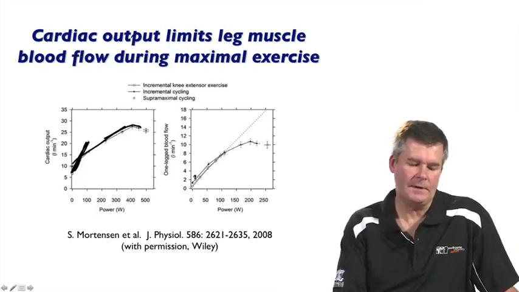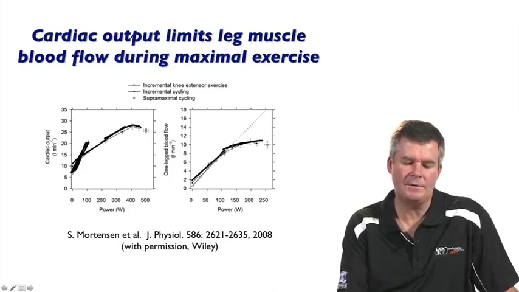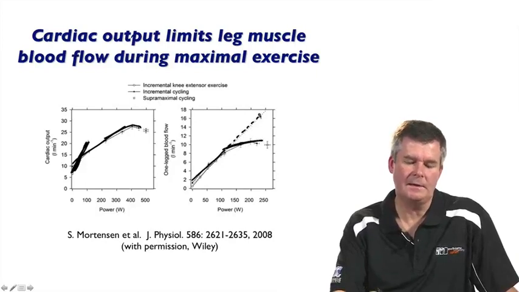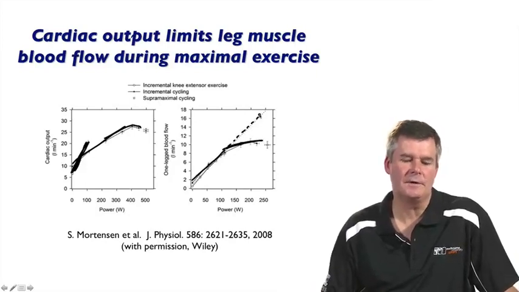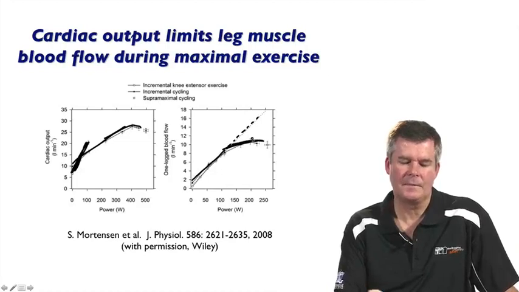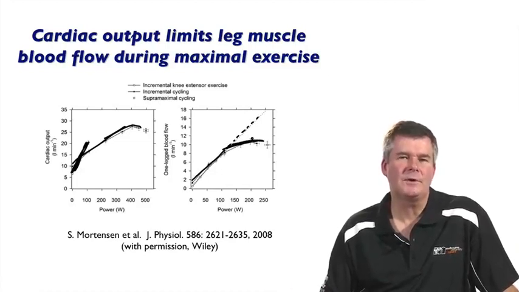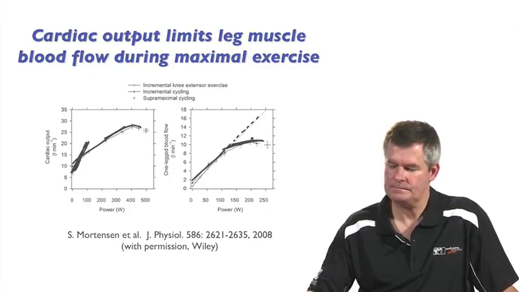If you then look at the increase in leg blood flow, you can see at the higher intensities with the larger muscle mass, the inability to maintain that trajectory of increase in leg blood flow and a leveling off. These are some of the data in the literature that suggest that oxygen delivery, as determined by the maximal pumping capacity of the heart, is an important factor in determining VO2 max.